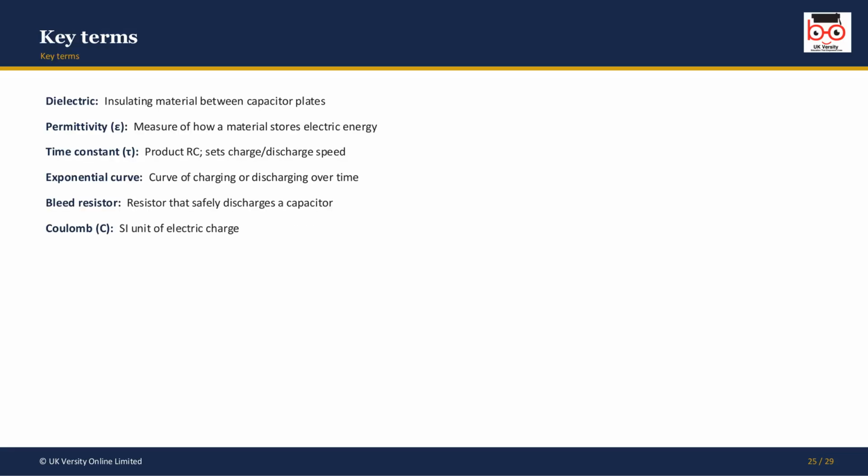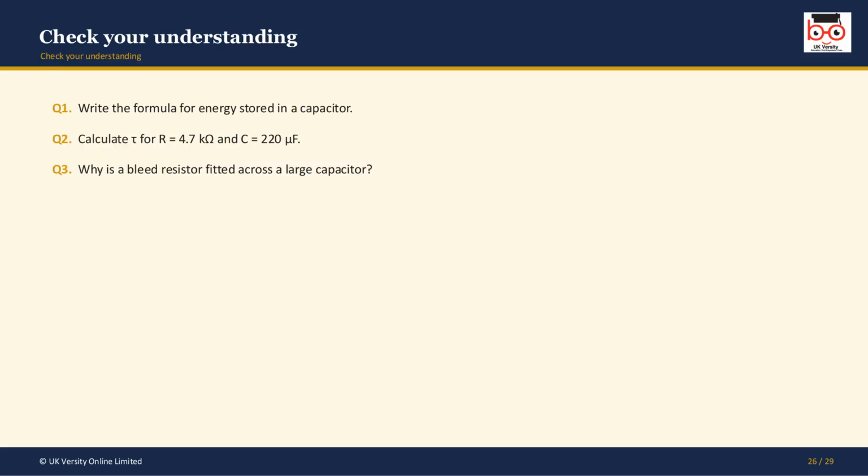Let's gather the key terms. A dielectric is the insulating material between the plates. Permittivity, epsilon, measures how well a material stores electric energy. The time constant, tau, is the product R times C, and it sets the charge and discharge speed. An exponential curve is the shape of that charging or discharging over time. A bleed resistor is one fitted to discharge a capacitor safely, and the coulomb is the SI unit of electric charge. One more check before we close.